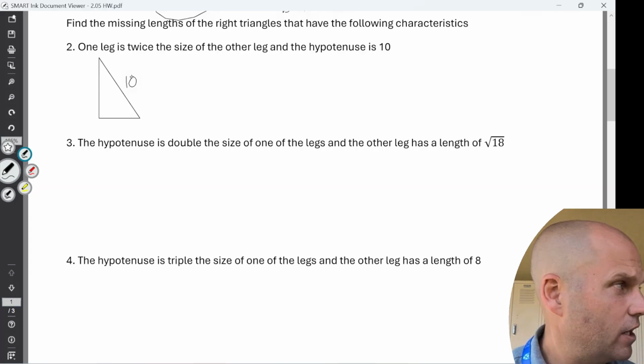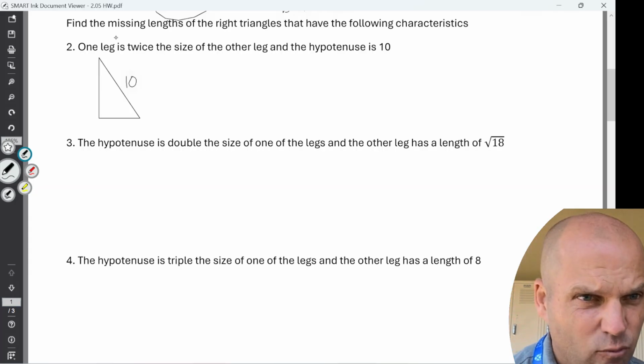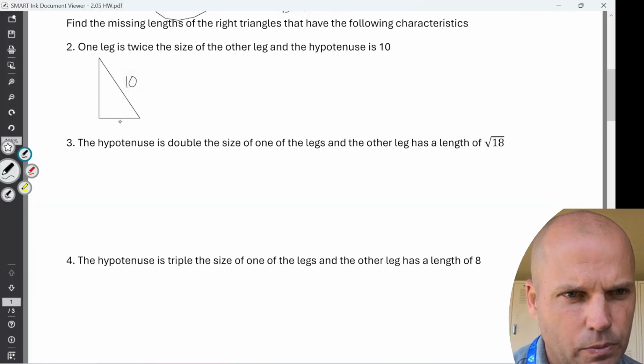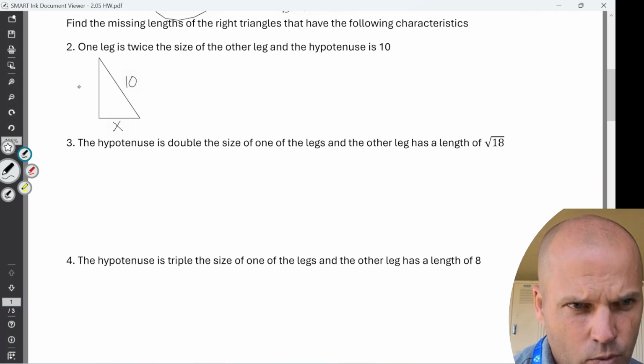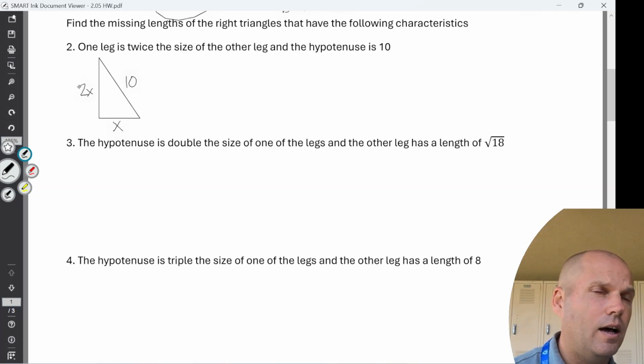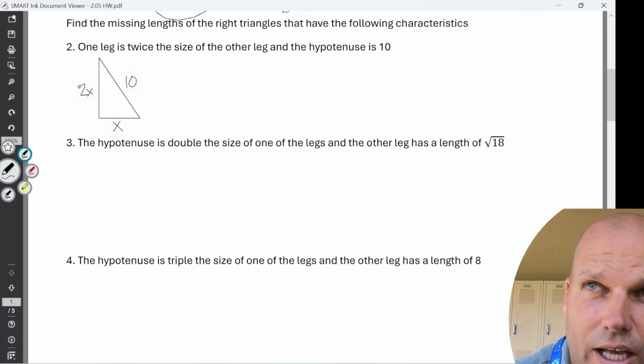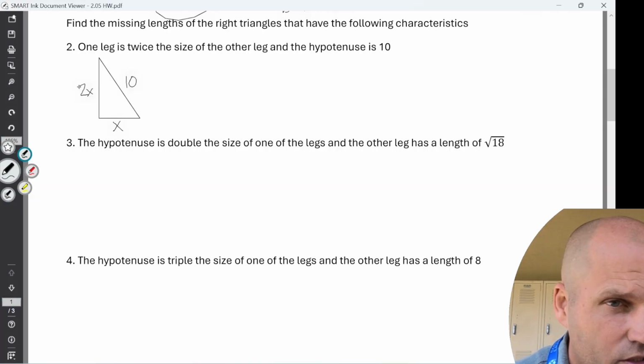I'm going to visualize a right triangle. I have one leg is twice the size of the other leg. Well, I don't know what the other leg is, so I'm going to label that as x, which means twice x would be my other leg. So I have one leg that's x. I have the other leg that's 2x.